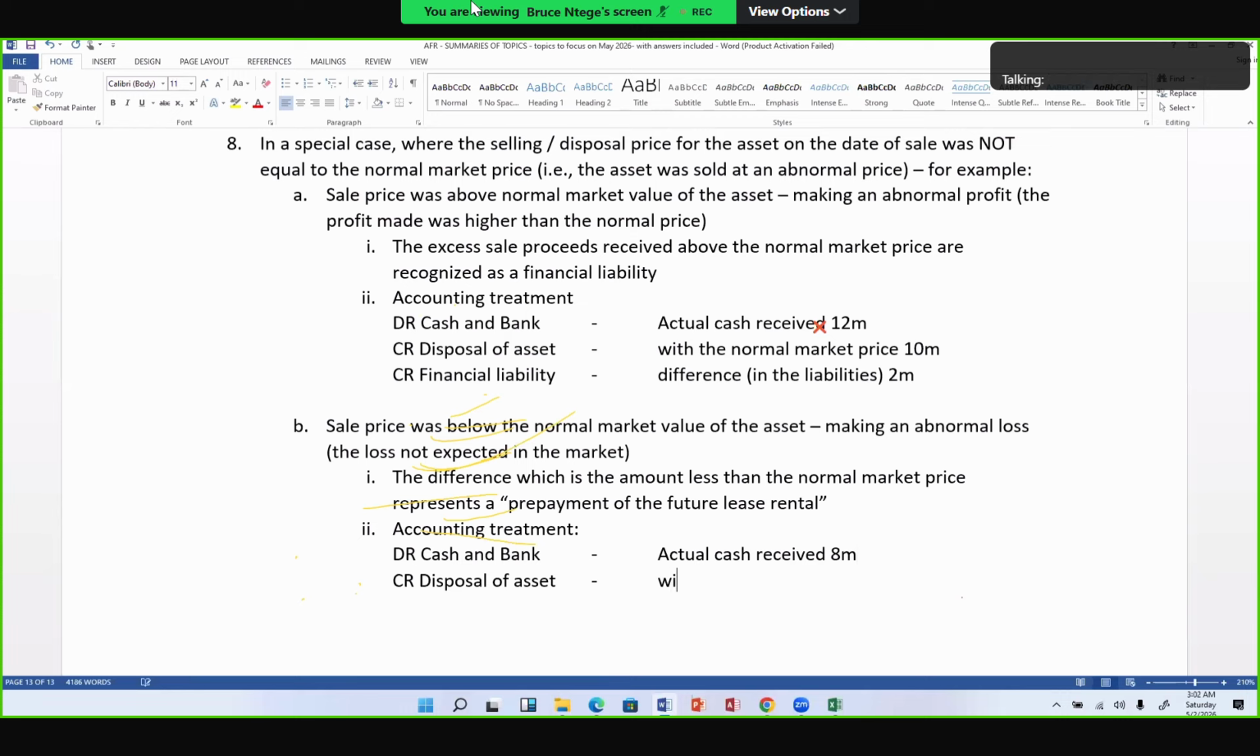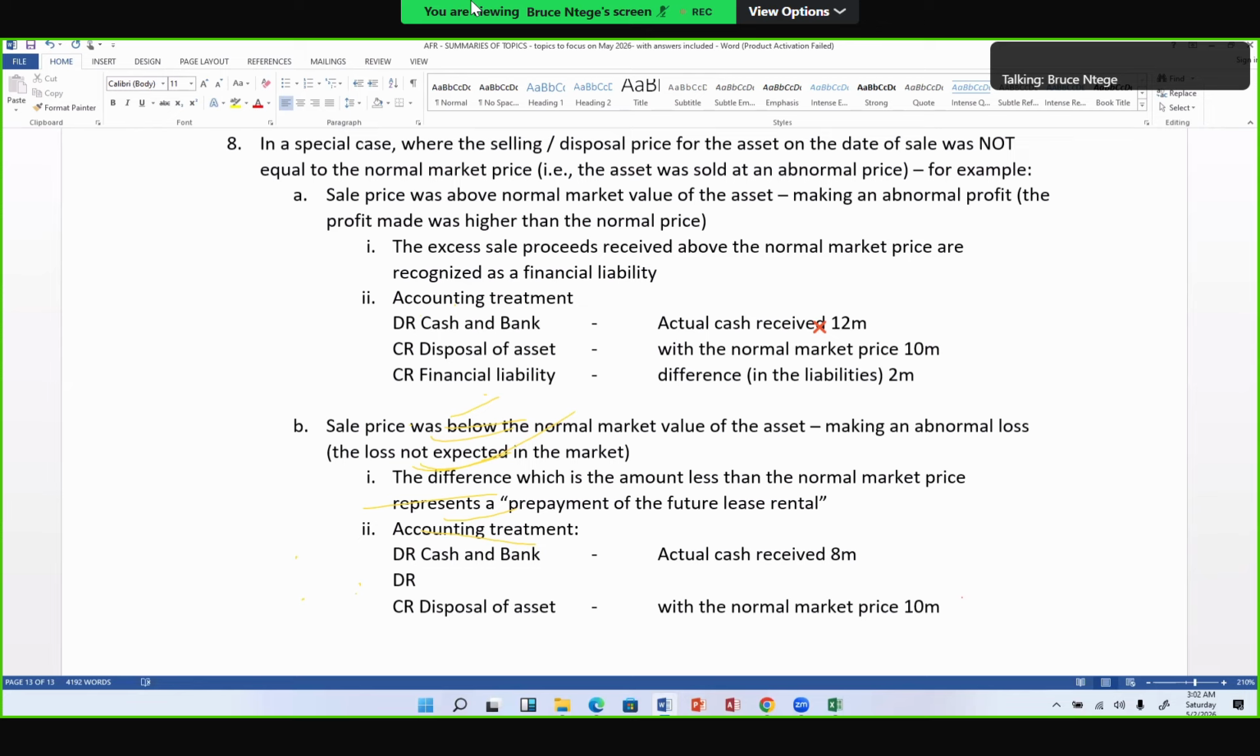With more market price. The normal market price of this asset would have been 10 million. So do you realize that there's a difference which I need to debit? So I'll come back and say that I need a second debit. That debit I don't take to the P&L to say I have made a loss called abnormal loss.